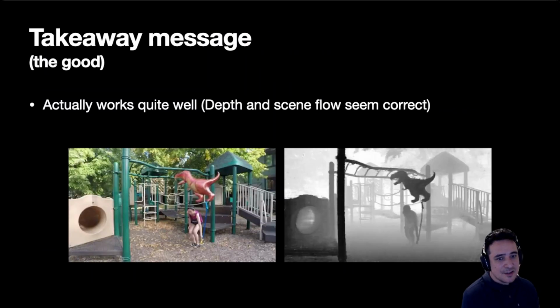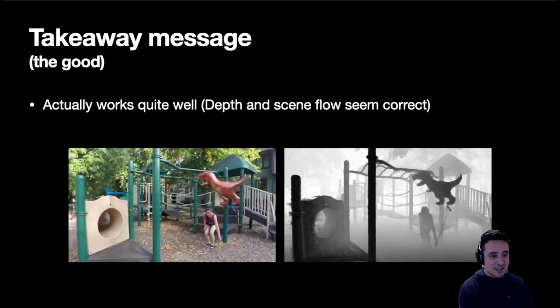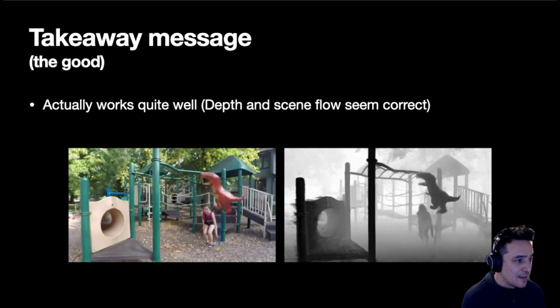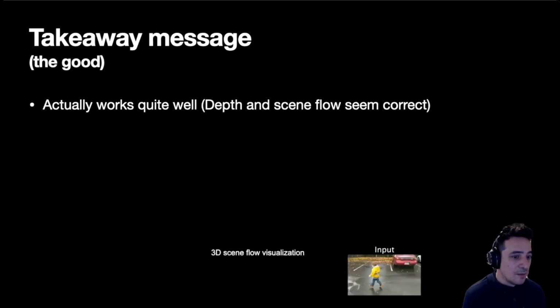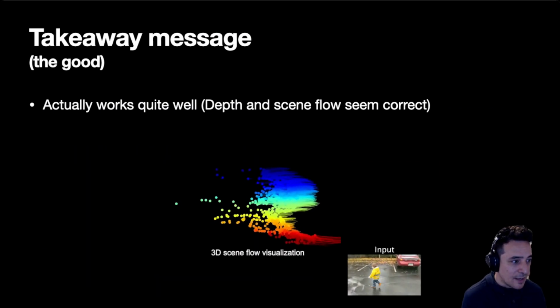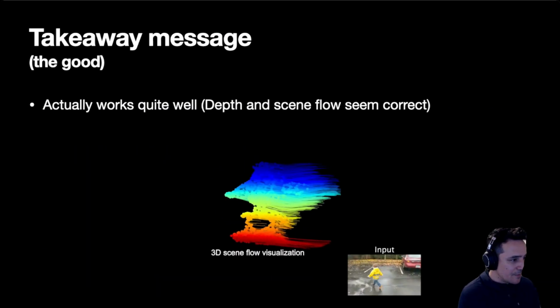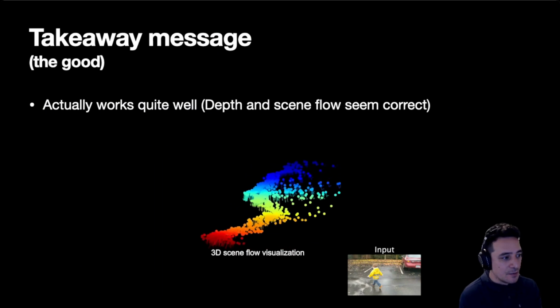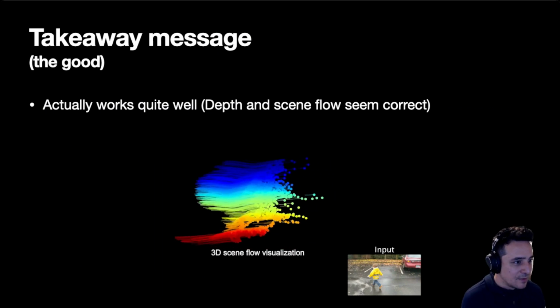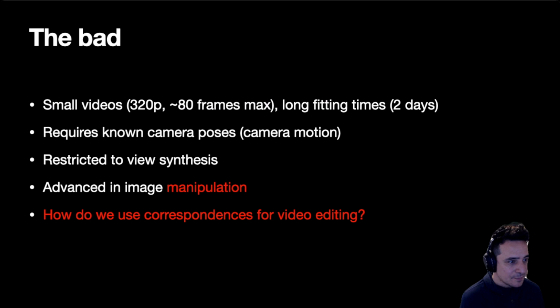So the takeaway message: I think it actually worked quite well. The depth and the scene flow seem correct, so we get these really nice depth maps of dynamic scenes, which is cool. We also visualize the scene flow, and we have these nice dense scene flow fields. So I think there's a lot of stuff you could do with the scene flow that we haven't even looked into yet. What are the bad things?